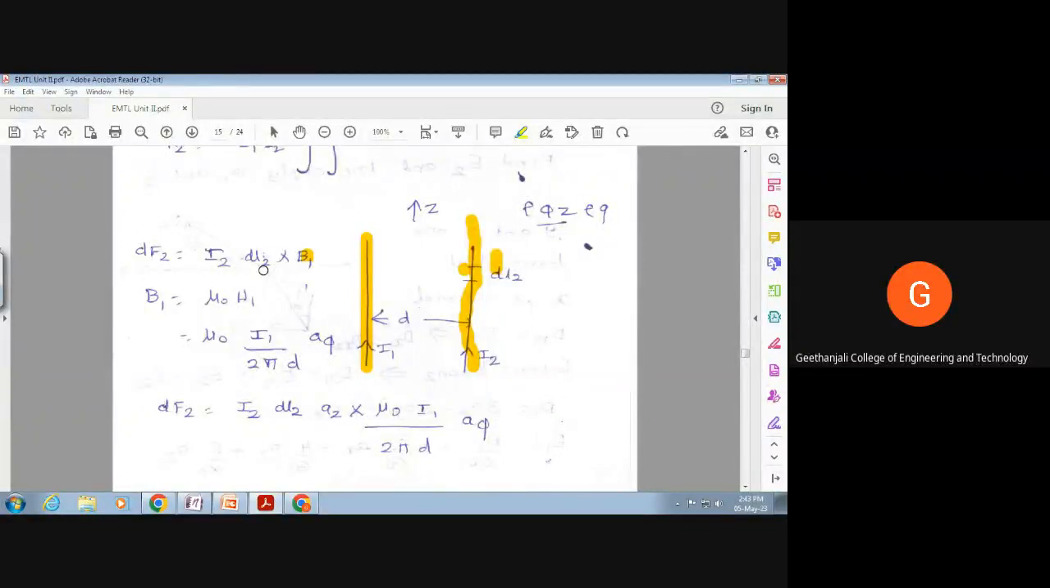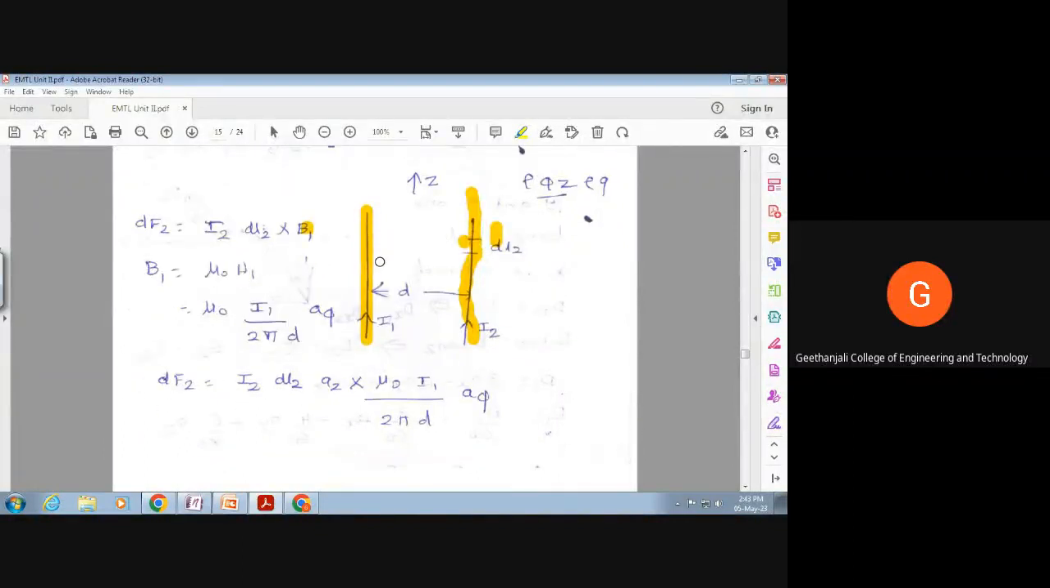I2 dl2 is the differential current element and B1 is the flux density at dl2, which is created by the first conductor. Now, assuming that the first conductor is of infinite length, it creates a magnetic field H1 equal to I1 by 2 pi d aφ. So what is B1? Mu naught into H1. So mu naught into I1 by 2 pi d aφ.